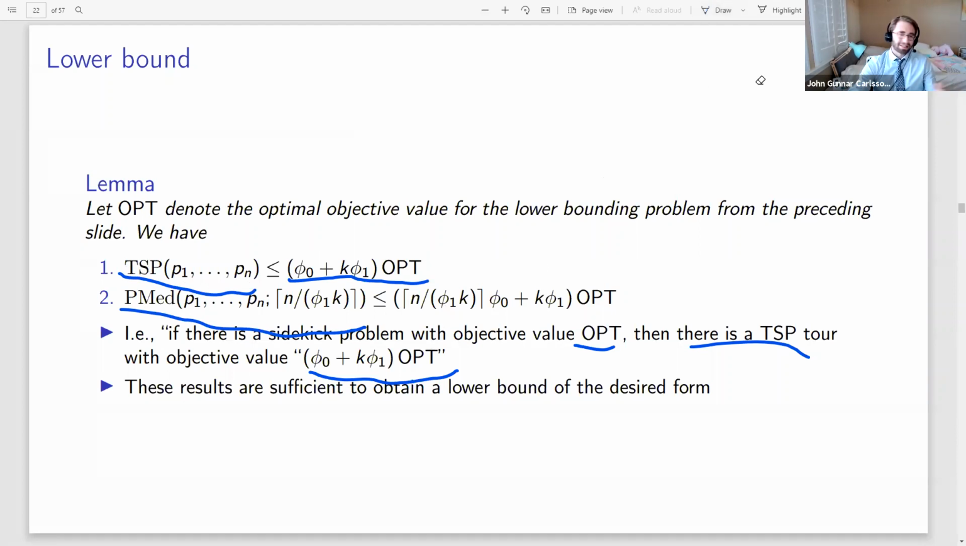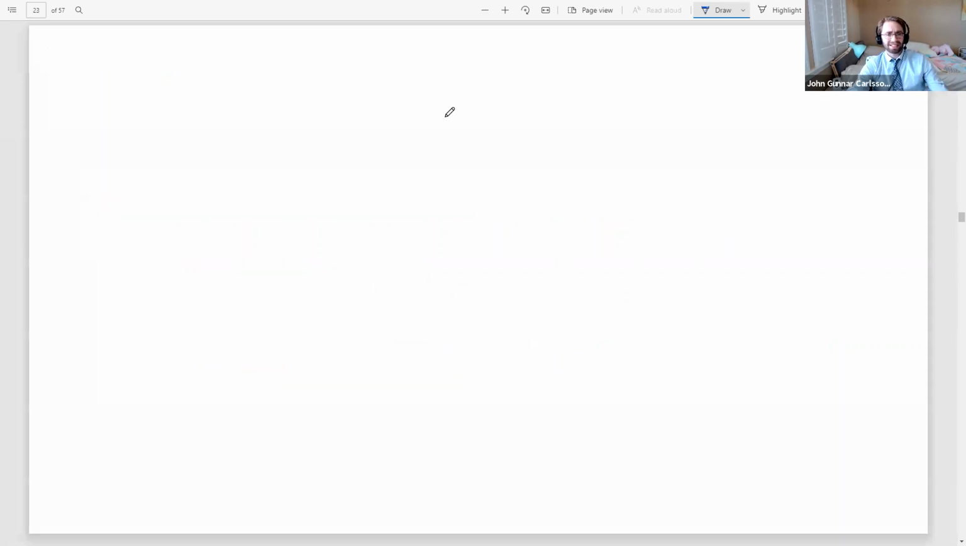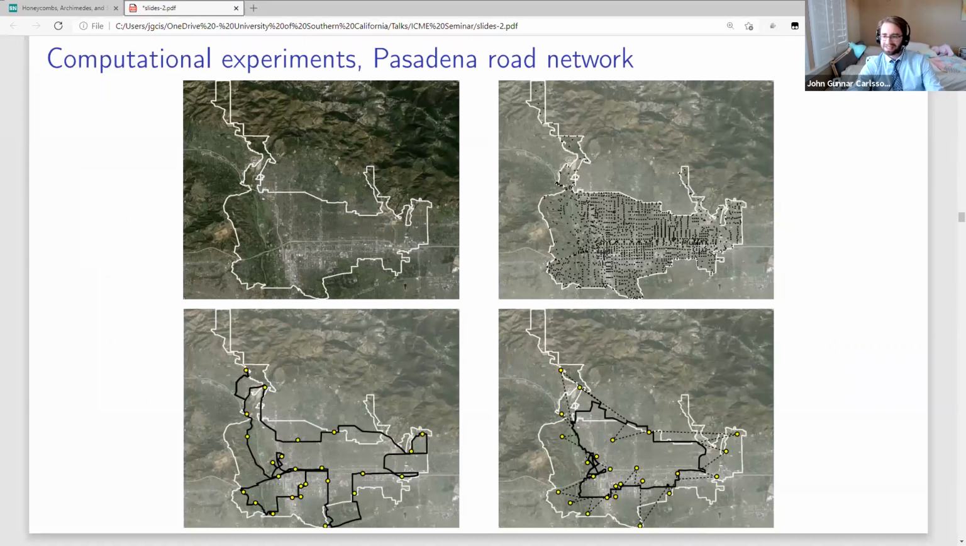So I can ask, what's the probability that I can get a really, really good sidekick routing solution? And you'd say, well, if you can get a sidekick routing solution that is amazing like this, then you would have to also have either a TSP solution with an amazing objective value, or a p-medians solution that has a good objective value. And I'll sketch that really quickly here before doing the computational experiments.